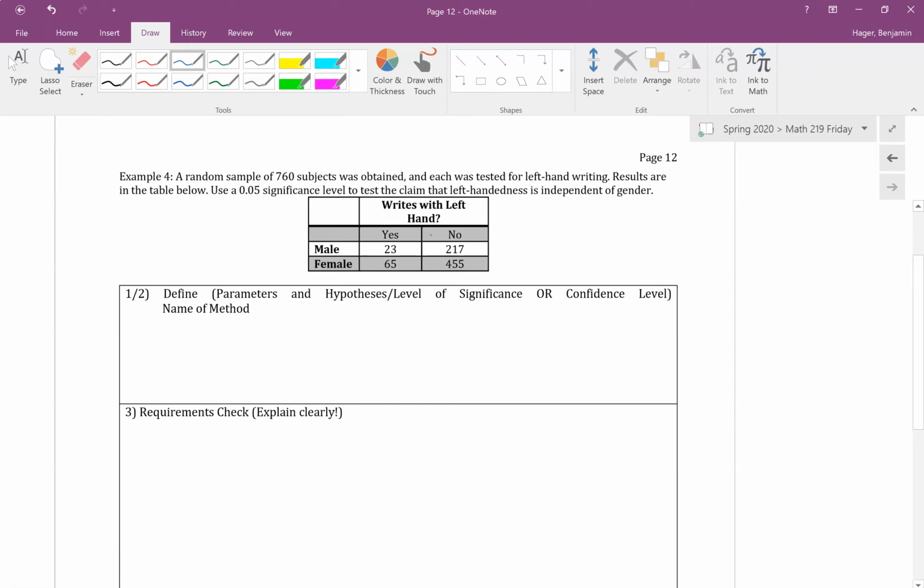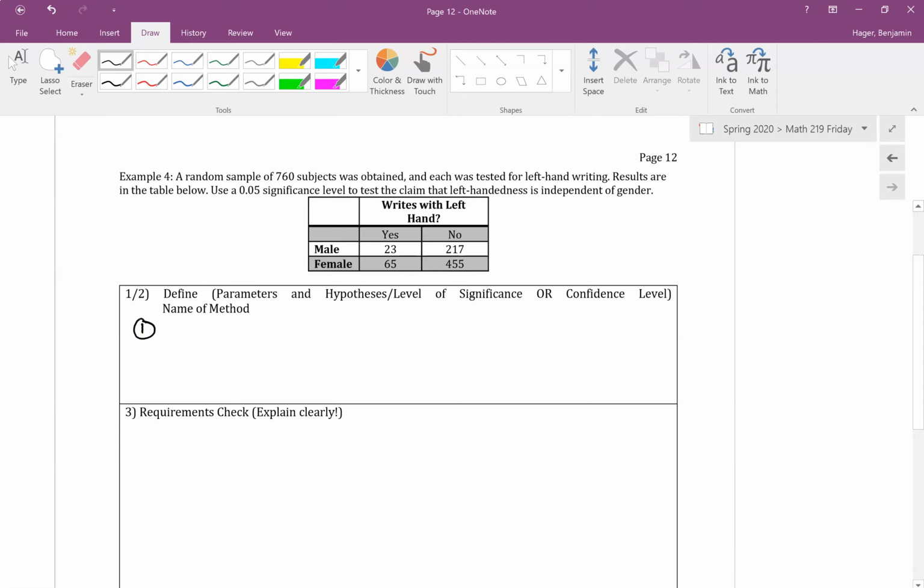So let's just walk through the steps. We'll do some of this by hand, but I definitely just want to use StatCrunch. So again, step 1, here they've lumped 1 and 2 together. So let's define the parameters, state the level of significance, and name the test. So step 1 is, what are the parameters?